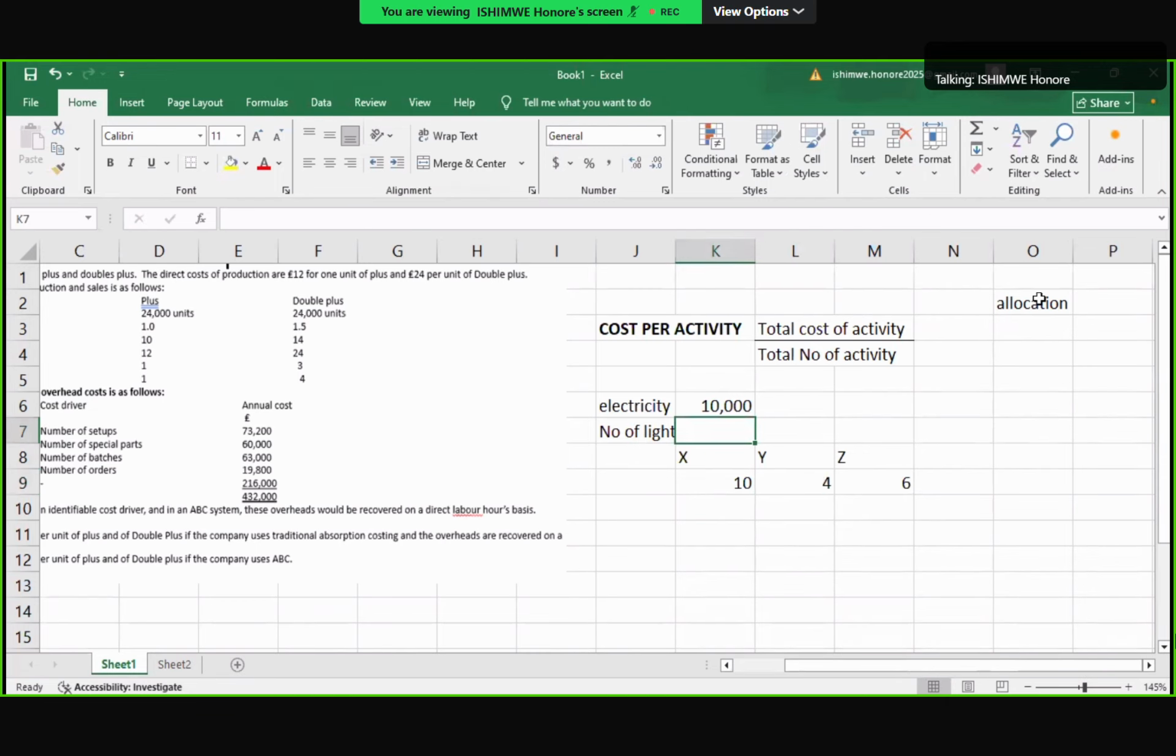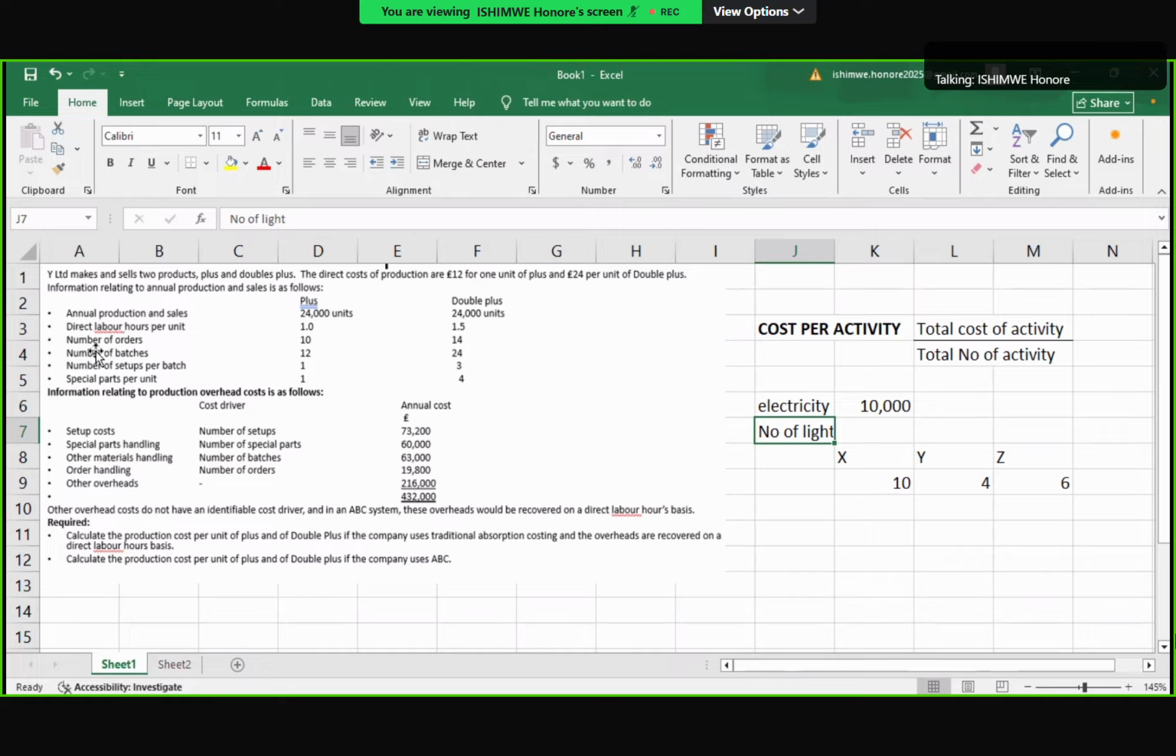Now, can we determine this cost per activity? This is cost, this is money. Cost must be money, but the cost driver does not necessarily need to be money. It is a unit, like how many of those things. As you see in this question, they say number of orders, so what they give us is number of orders. If they say number of batches, what they give us is number of batches. The number of setups per batch is not money. But when they say setup cost, the figure they give you is money.